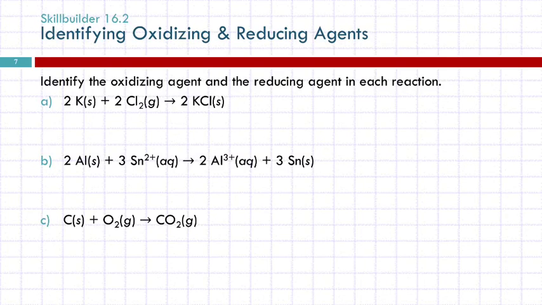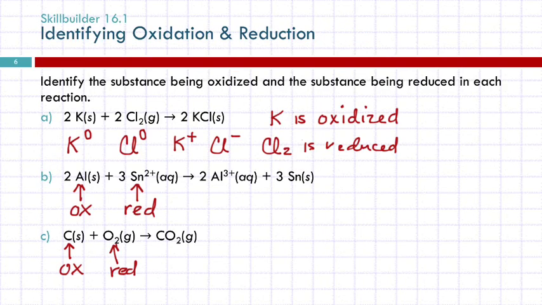Same equations here. The question's different. Identify the oxidizing agent and the reducing agent in each reaction. What does the oxidizing agent do? It's the thing that gets reduced. It causes something else to be oxidized. So there's different ways to approach a problem like this. I prefer to do what we already did. So let's just go back to that and answer this new question, because we already figured these out.